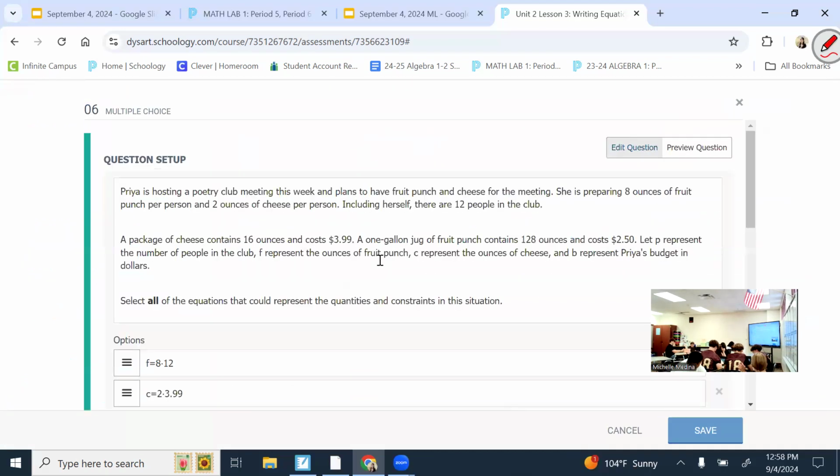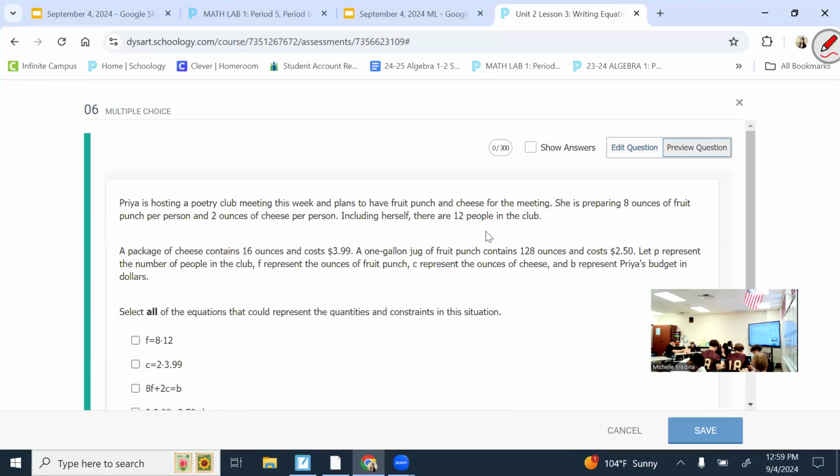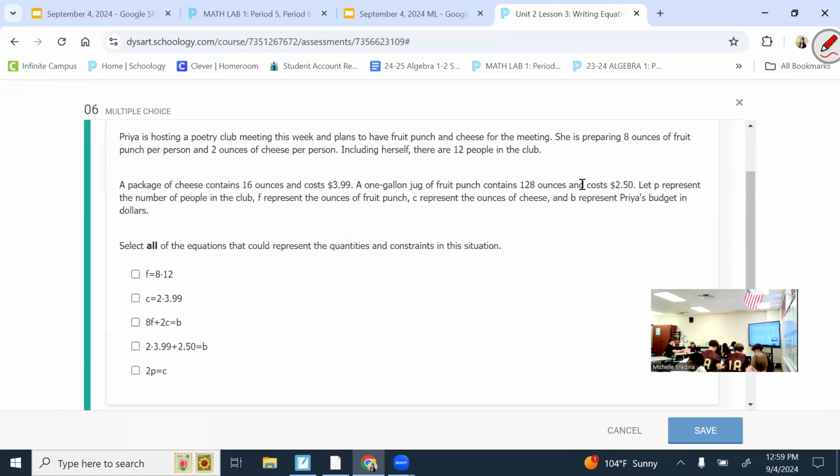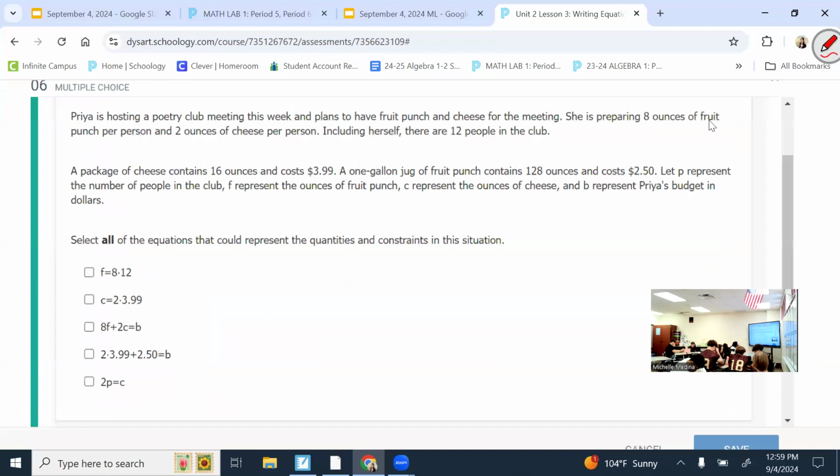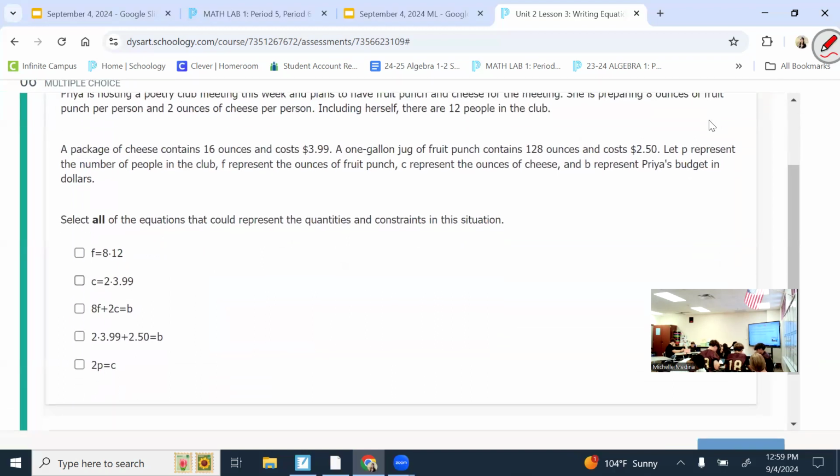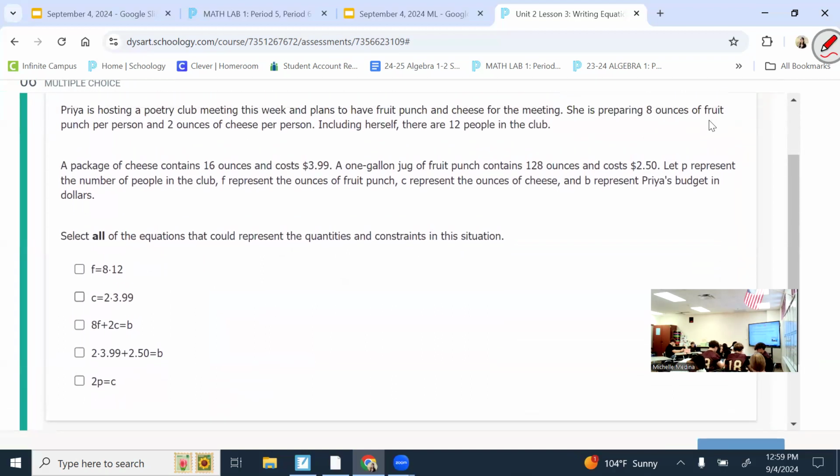Okay, so Priya is hosting a poetry club meeting this week and plans to have fruit punch and cheese for the meeting. So this one's kind of like the one from the last homework, if you remember, like the milk and the cookies. But anyway, she's preparing 8 ounces of fruit punch per person, 2 ounces of cheese per person, including herself. There's 12 people. A package of cheese contains this much and costs this much. A 1 gallon jug of fruit punch contains this much and costs that much.